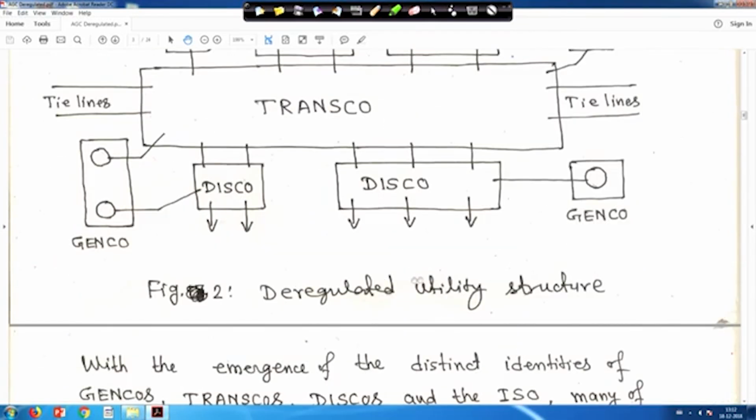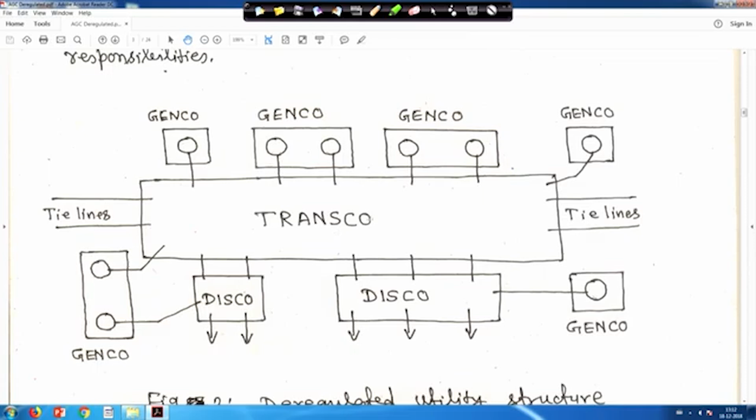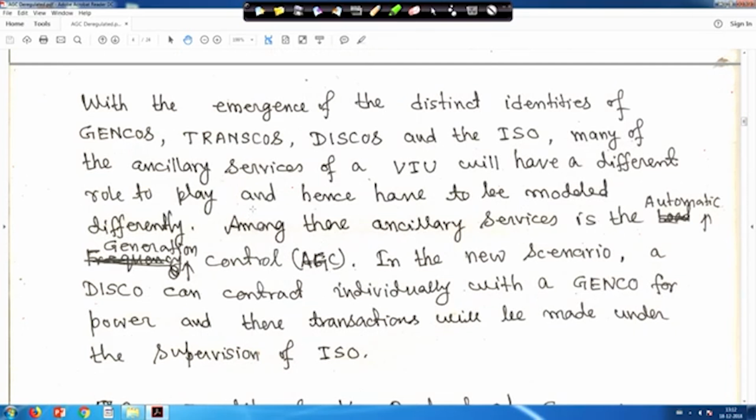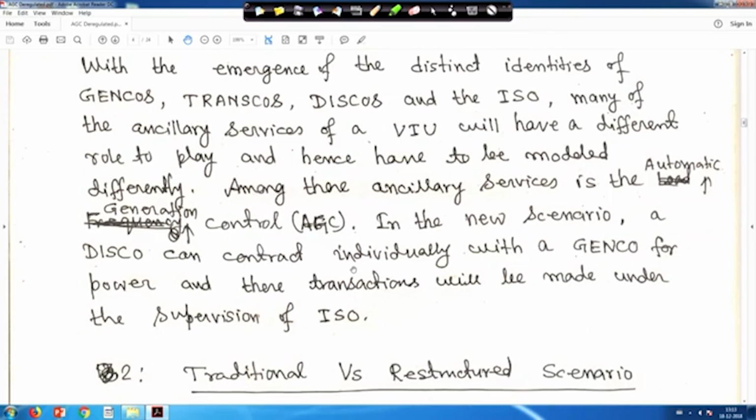So, that is deregulated utility structures. Now it is separated; that was the vertically integrated utility, now it is separated. With the emergence of the distinct identities of GENCOs, TRANSCOs, DISCOs, and ISO, meaning independent system operators, many of the ancillary services of the vertically integrated utility will have a different role to play, and hence have to be modeled differently. So, not only AGC, there may be other ancillary services; among these ancillary services is automatic generation control. In the new scenario, a DISCO can contract individually with a GENCO for power, and their transaction will be made under the supervision of the ISO.